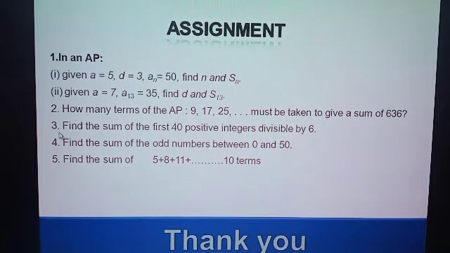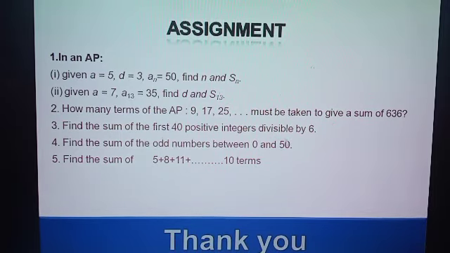Next, third sum, find the sum of the first 40 positive integers divisible by 6. Divisible by 6 means 6 1s are 6, 6 2s are 12, like that you should add the first 40 positive integers. This sum also I have discussed, the same method as the second problem which I have discussed. And fourth sum, find the sum of odd numbers between 0 and 50. Between 0 and 50 means you should start from 1 and the ending number will be 49.